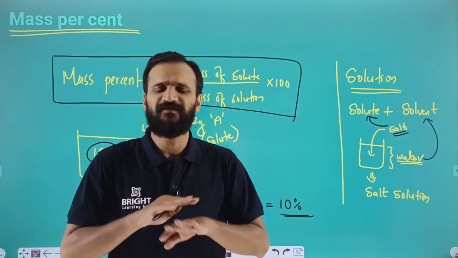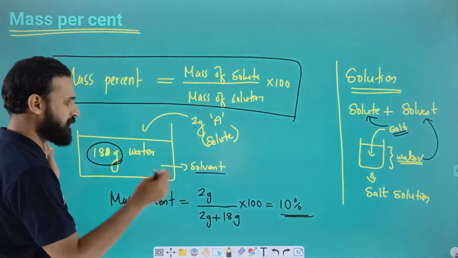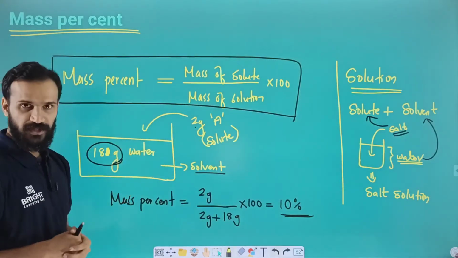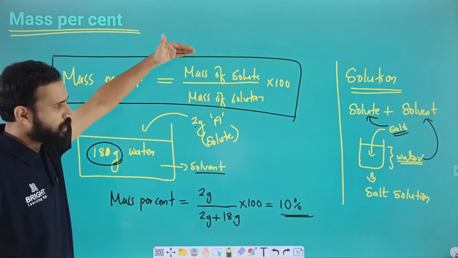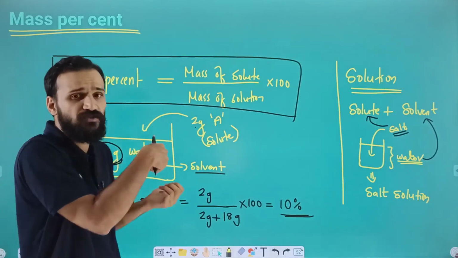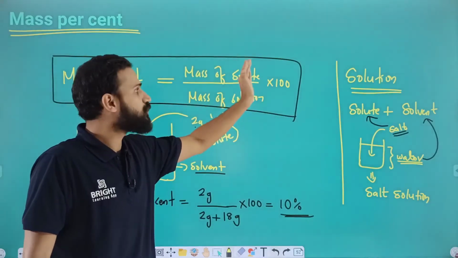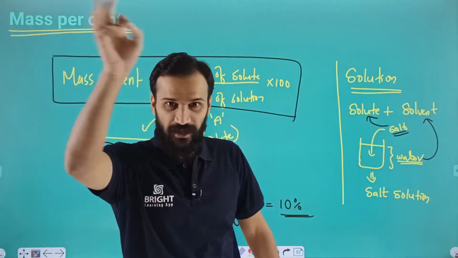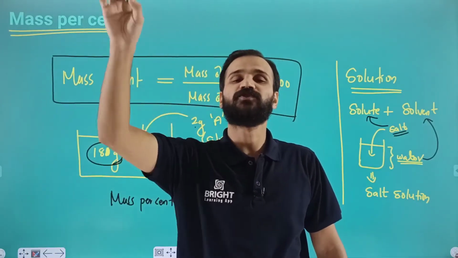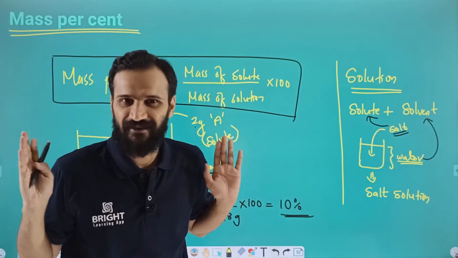Have you clear this? Likewise, you can expect one more question to find the mass percent. The equation is very important. If you know this equation, we have to substitute the values and we will get the answer. Mass percent equals mass of solute divided by mass of solution into 100. This is the idea. Have you clear?